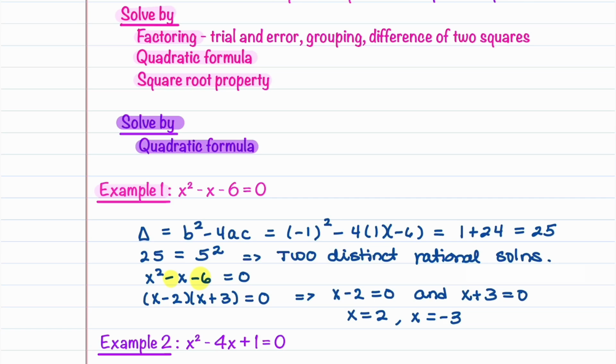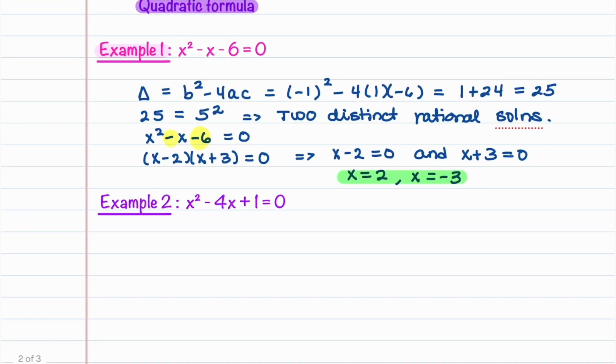Let's go ahead and highlight those. Just to recap, the discriminant was positive, it was a perfect square, and we ended up with 2 real solutions. Let's now look at our next example. This is an example where we are going to have 2 irrational solutions.